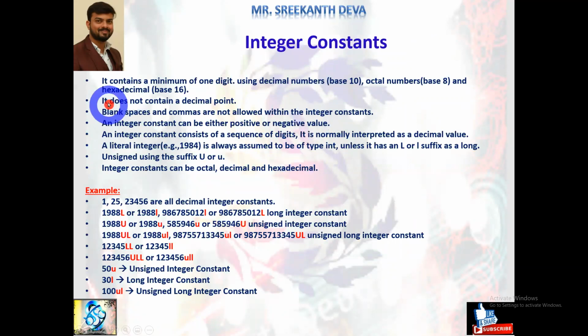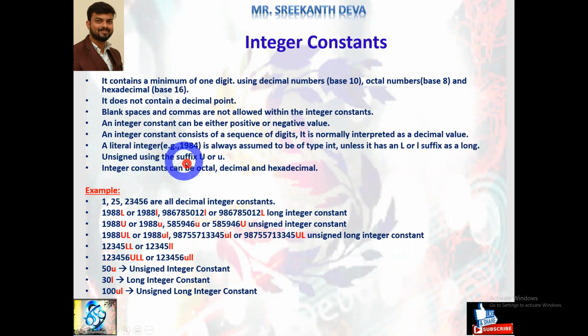An integer constant contains a minimum of one digit, using the decimal number system base 10, octal number system base 8, or hexadecimal system base 16. It does not contain a decimal point. Blank spaces and commas are not allowed within integer constants. An integer constant can be either a positive or a negative value. An integer constant consists of a sequence of digits. It is normally interpreted as a decimal value.